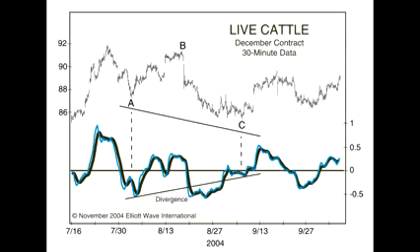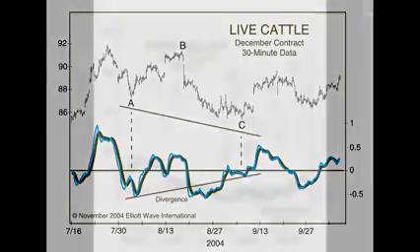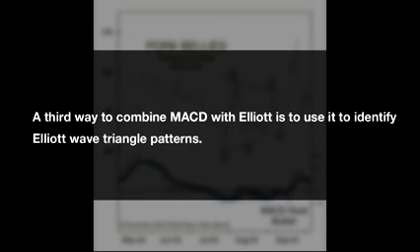The second way to combine MACD with Elliott is to use it to identify the end of corrective Elliott wave patterns. In this chart of live cattle futures, you see a typical 3-wave decline, labeled ABC. If you examine MACD, you'll see that although wave C fell below the end of wave A, the MACD reading for wave C was above the level of wave A. In other words, momentum never fell as low as the price, warning you that the price was about to turn higher.